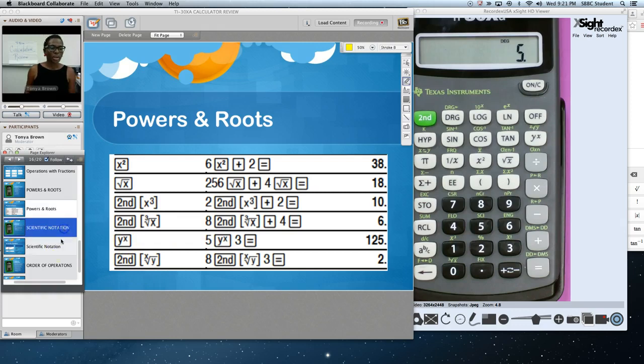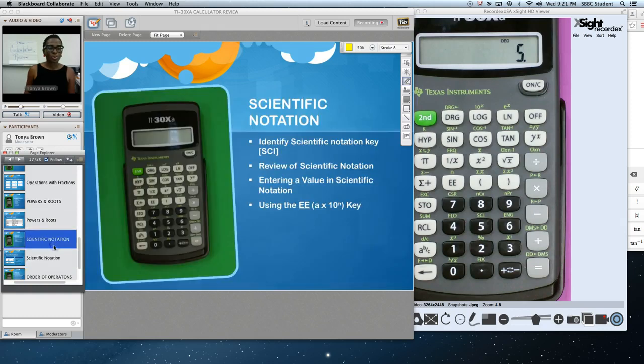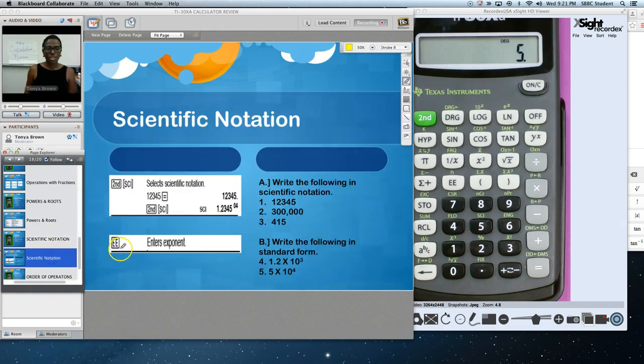All right, so we played with that a bit. The last thing that we're going to go over is going to be scientific notation. Now with scientific notation, there's 2 buttons that we need to use. Scientific notation has a button abbreviated with SCI. If we find that button, it's right above the 5. So if you look right above the 5, you have the SCI button, which is the scientific button. That's the button for scientific notation, all right?